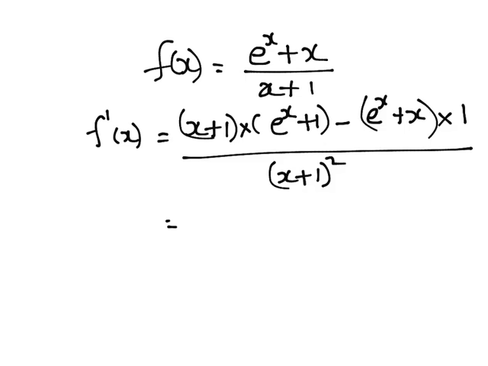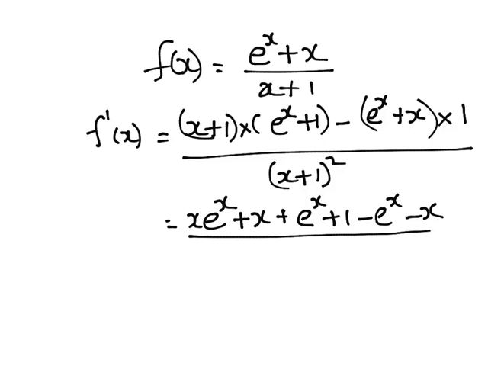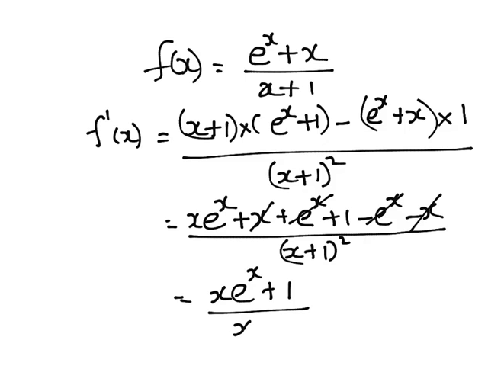I get x e power x plus x plus e power x plus 1 minus e power x minus x upon x plus 1 the whole square. So I think I can cancel this and this, I can cancel this and this, so the final answer is x e power x plus 1 upon x plus 1 the whole square. Okay, so this is how you use the quotient rule.